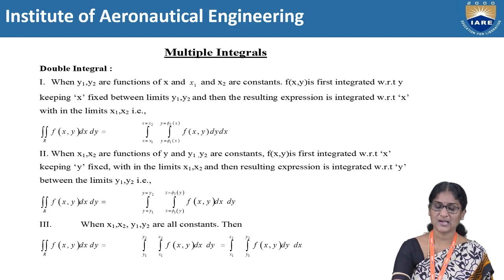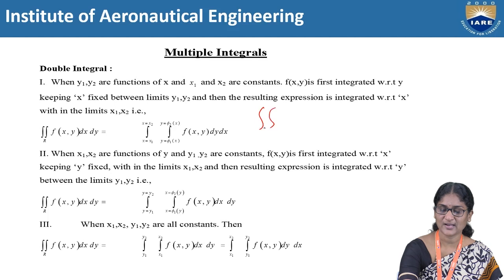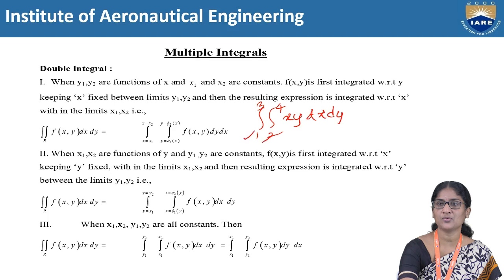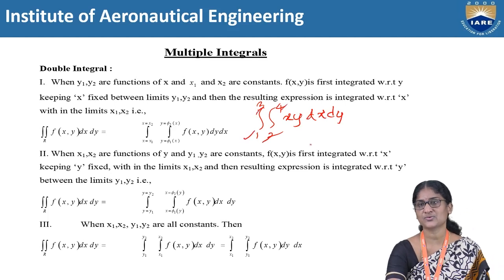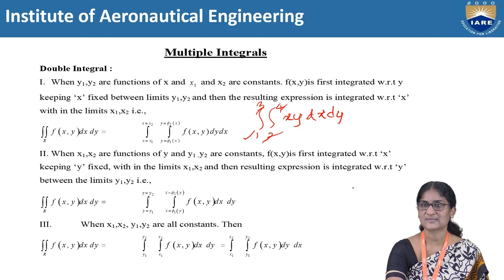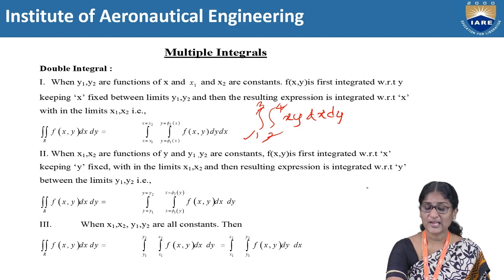What I mean to say is, suppose I have the integral from 1 to 3 and 2 to 4 of xy dx dy. Then what are 1, 2, 3, 4? These are all constants. So in this question, he has given all the four limits as constants.